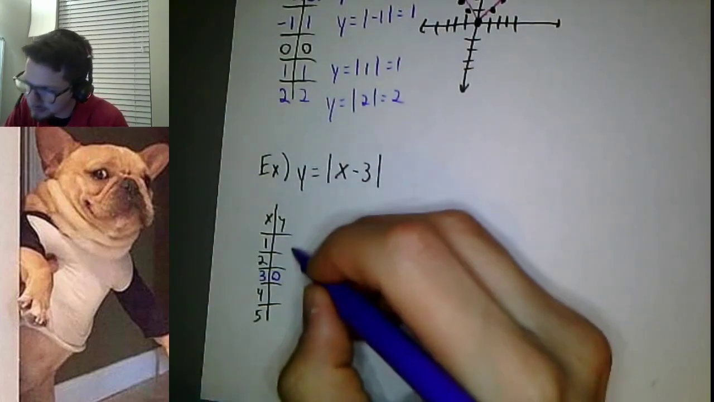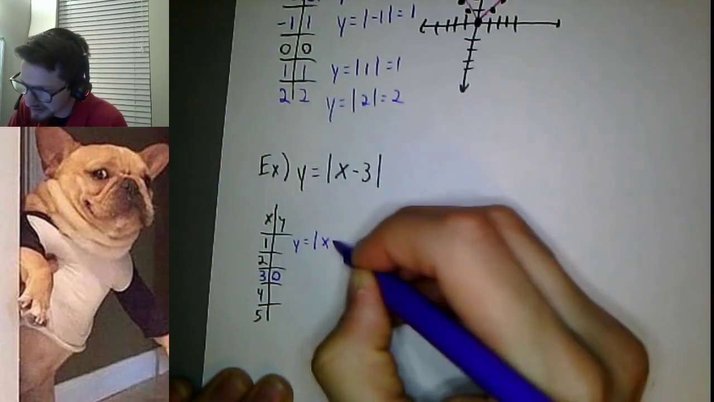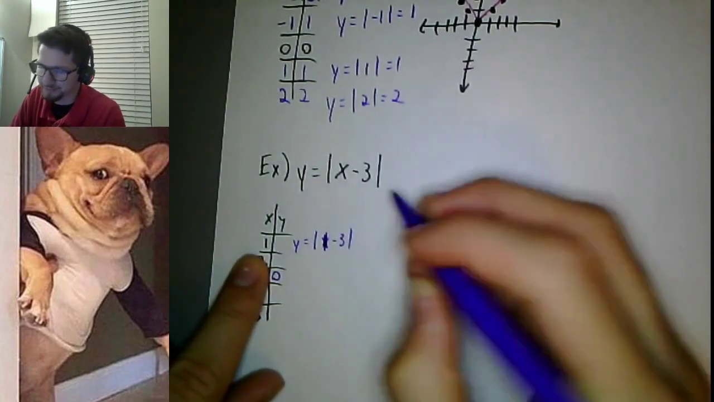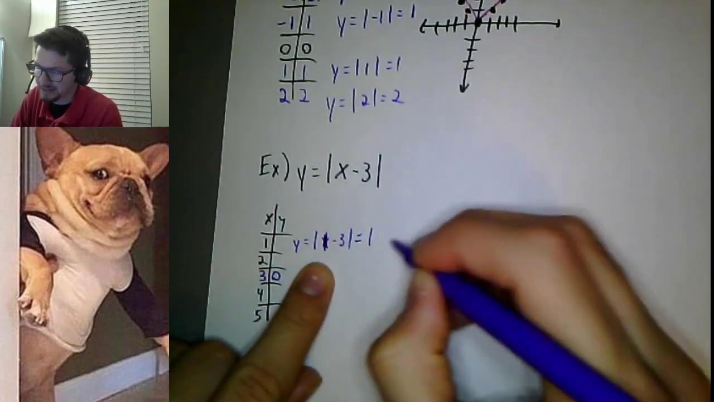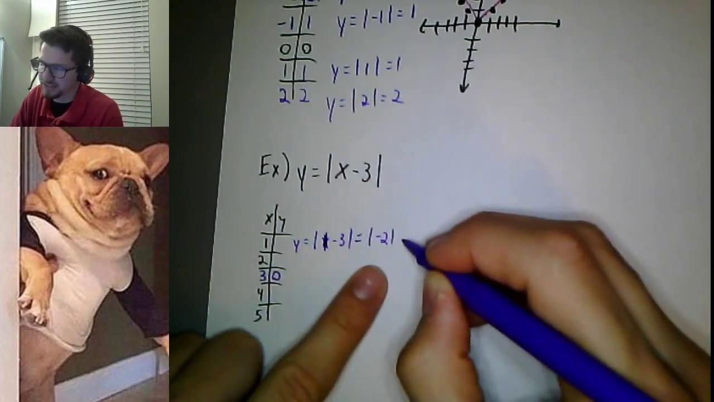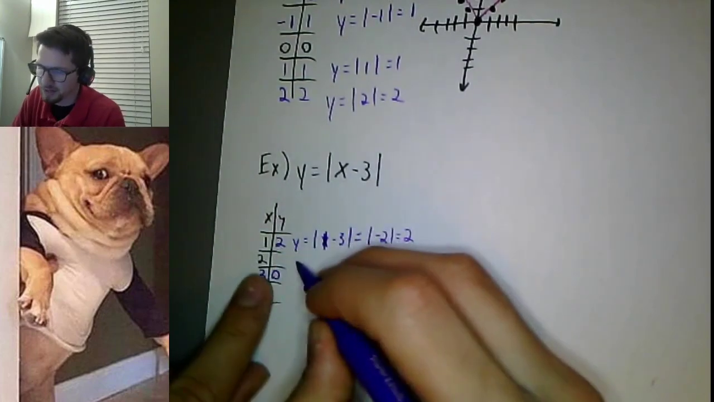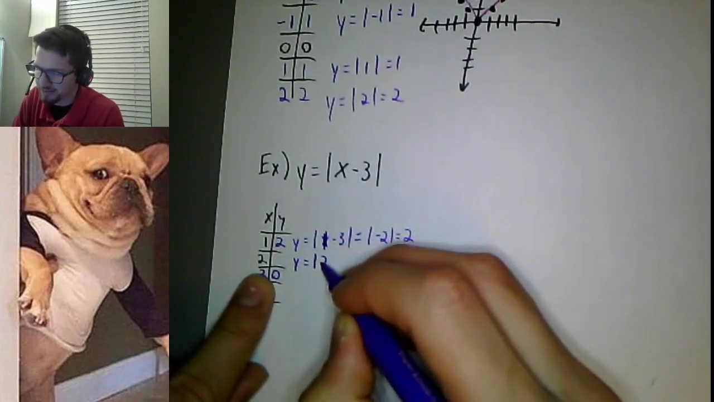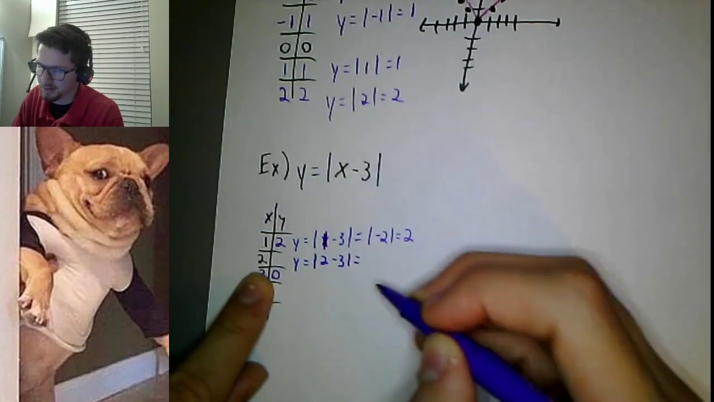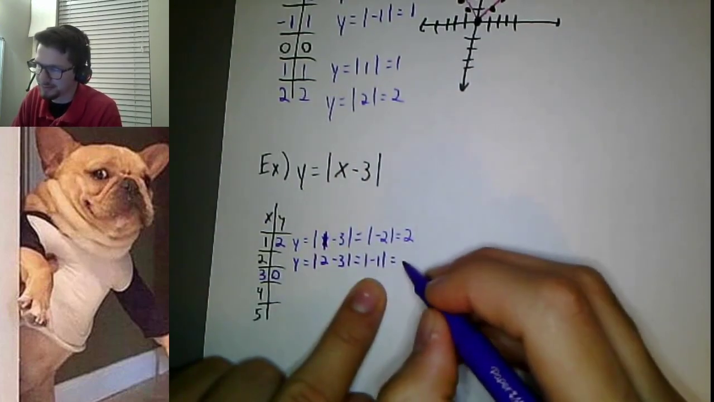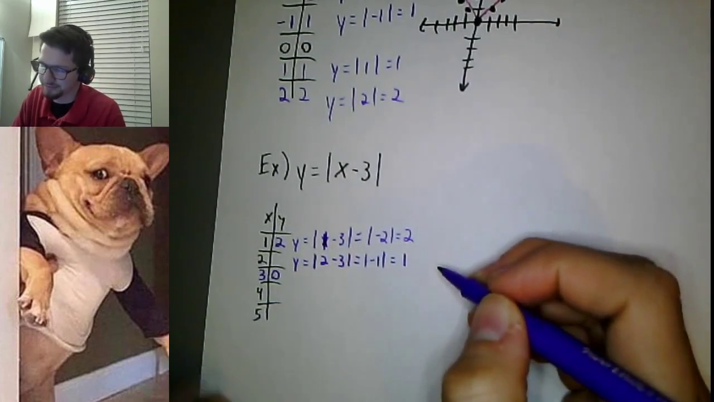Now let's plug my numbers in. Y equals the absolute value of 1 minus 3. What's 1 minus 3? Negative 2. What's the absolute value of negative 2? Positive 2. Y equals the absolute value of 2 minus 3. 2 minus 3 is negative 1. Absolute value of negative 1 is positive 1.